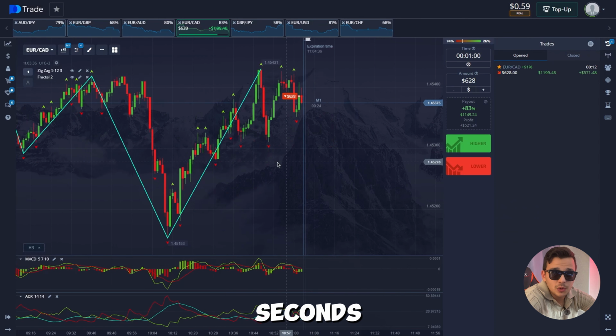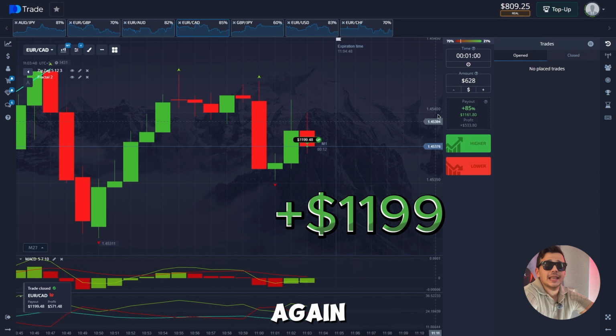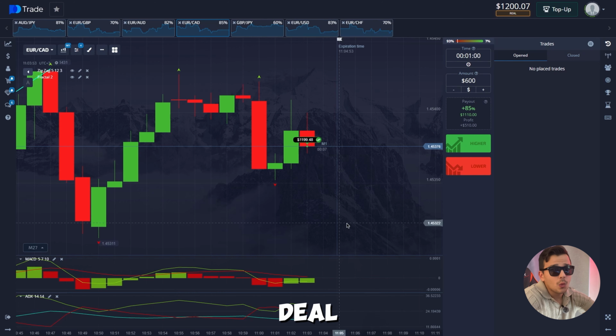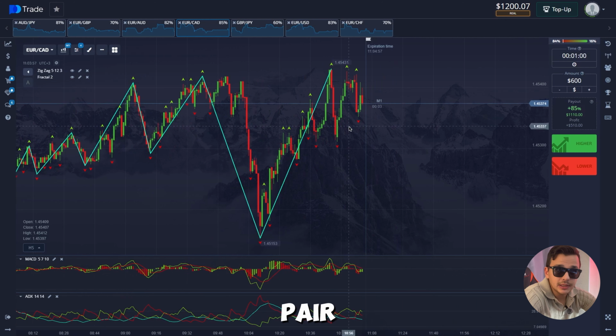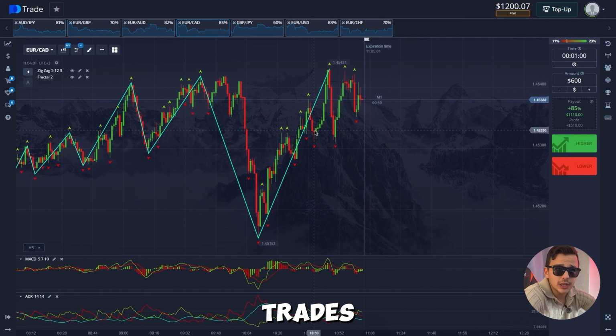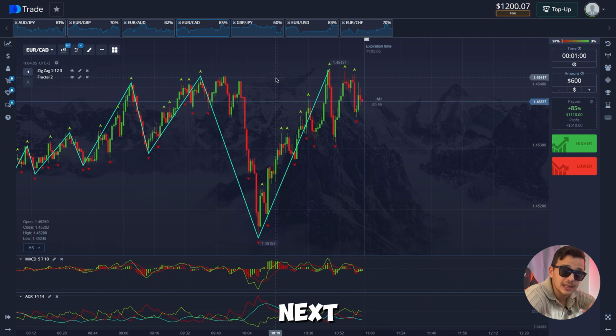And the last seconds of our trade as well. And once again the deal closes in plus without any problems. A similar deal, once again I say, as it was open on the last currency pair and in general showed excellent results. Let's open two trades for the amount of $1,200 and pick up the next currency pair.